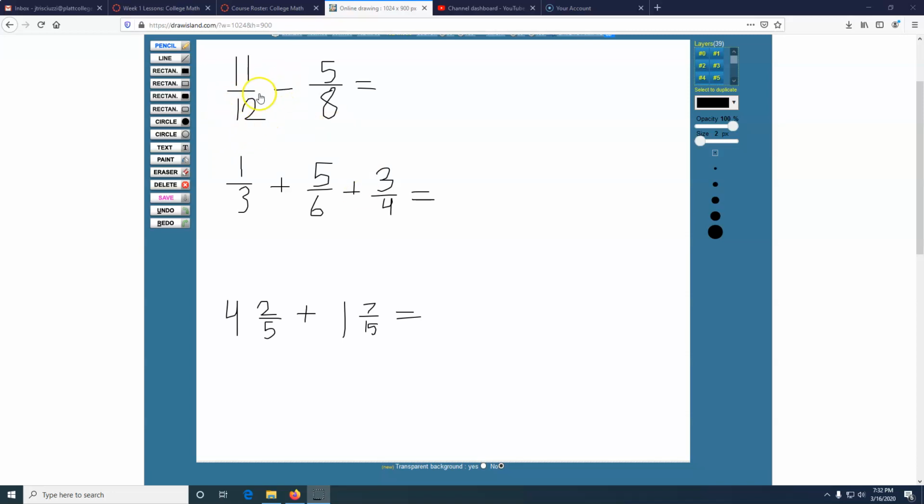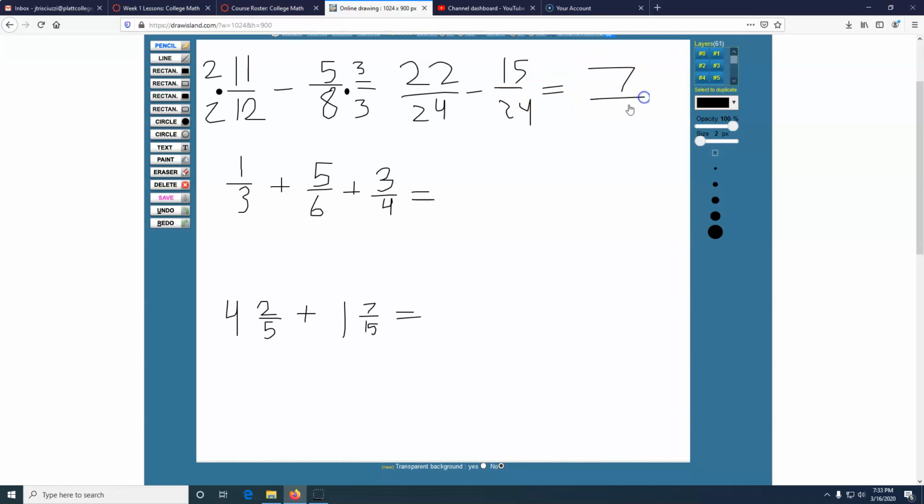Okay, just like we did with the previous problem, we got to find the lowest common denominator for 12 and 8, which turns out to be 24. Remember, you want to match the bottoms to that value. So we multiply this fraction by 2 and this one by 3. So 22 over 24 minus 15 over 24 is equal to 7 over 24.